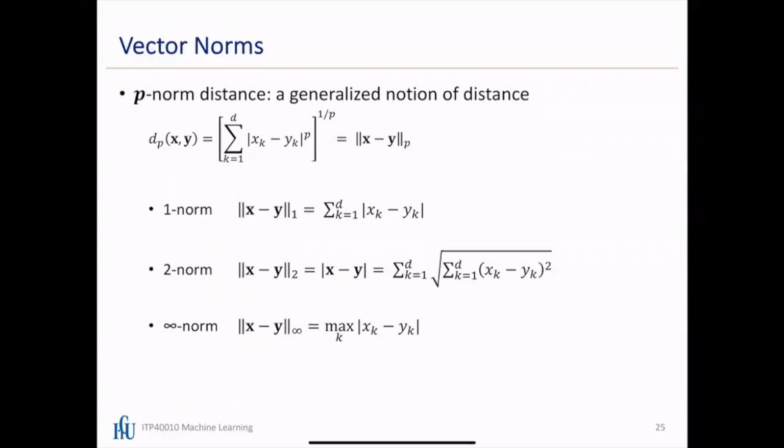Again, this distance notation can be generalized. The one norm could look like this. The two norm is what we just have seen, something we are familiar with. And the infinite norm is basically taking the maximum dimension value.